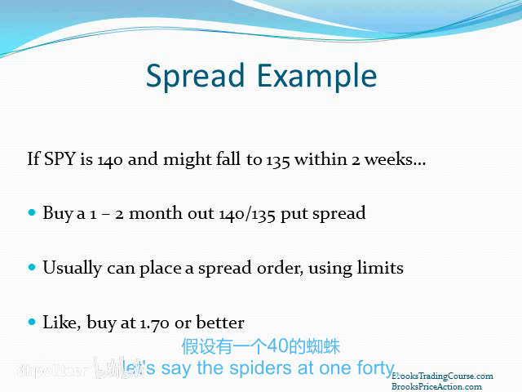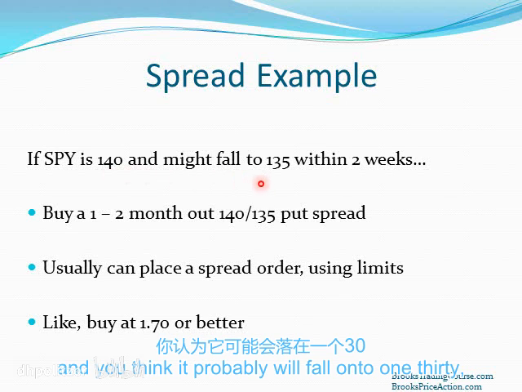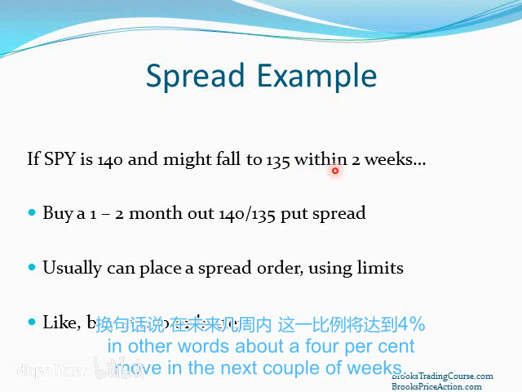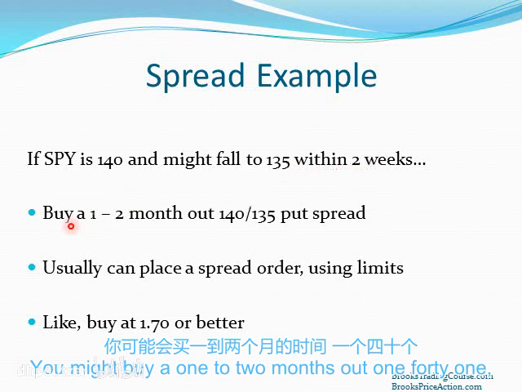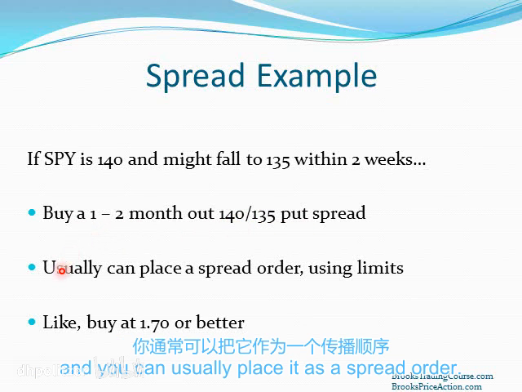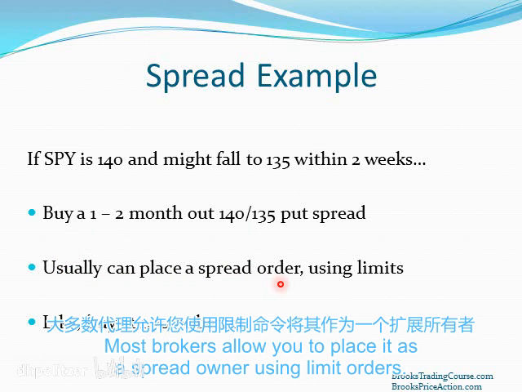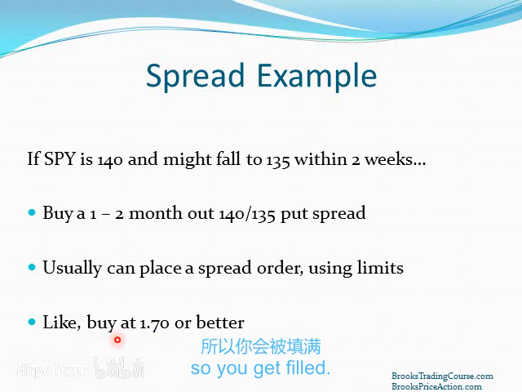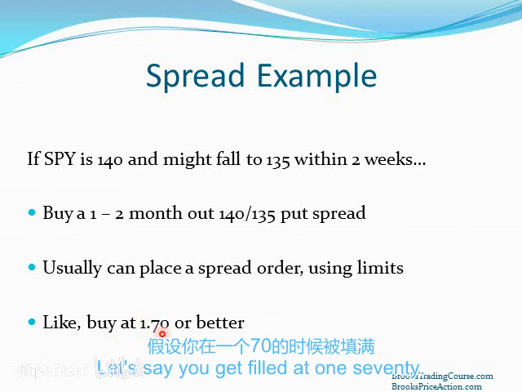Okay, let's say the spider's at 140 and you think it probably will fall to 135. In other words, about a 4% move in the next couple of weeks. You might buy a 1 to 2 month out 140, 135 put spread, and you can usually place it as a spread order. Most brokers allow you to place it as a spread order using limit orders. For example, you might buy it at 170 or better. So you get filled, let's say you get filled at 170.